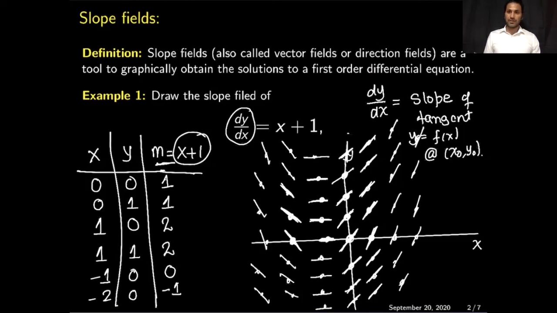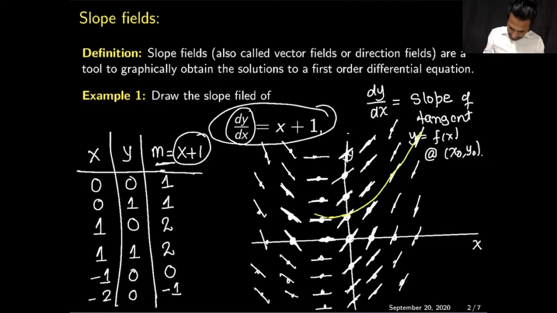So this graph is called the slope field of the differential equation. In this case, our differential equation is dy/dx equals x plus 1. And as you can see, if I plot a graph here, these are the tangent lines to the graph of this function.